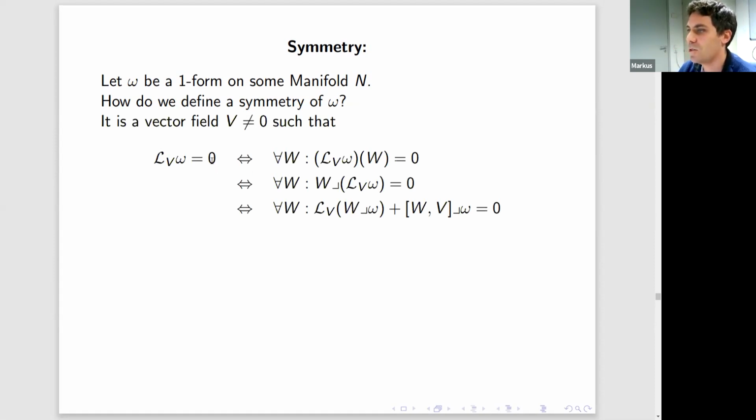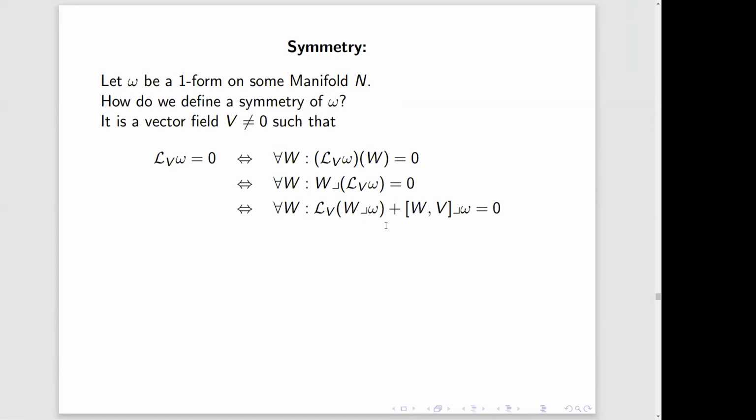And this is a good definition for a symmetry. And here is an equivalent notation. So for all vector fields w, you get that this expression here must vanish. And you can also write it in such a way. I mean, you first apply the Lie derivative to omega, and then you plug in the w. So you can write it in such a way also if you want. And now you can change these two things. So you can first plug in the w and then apply the Lie derivative.